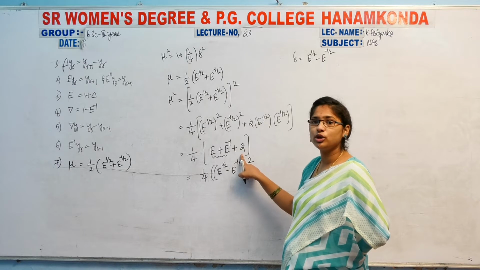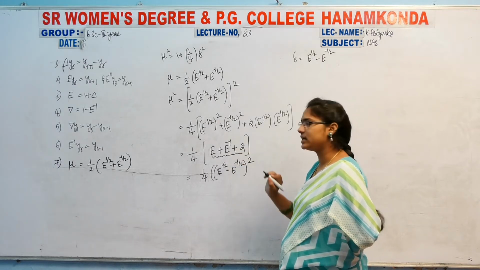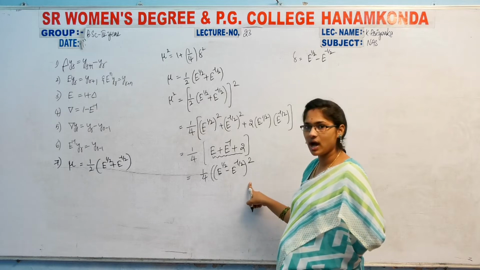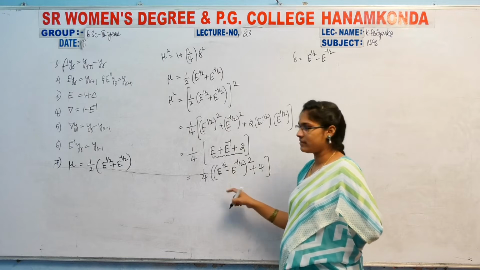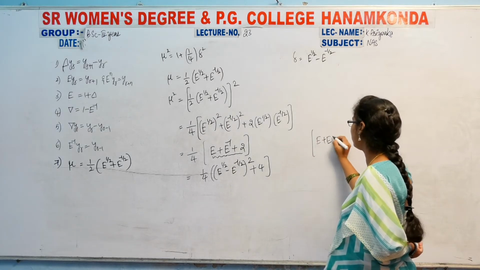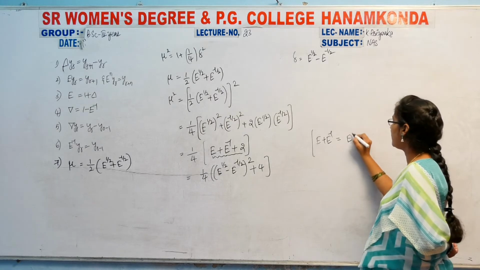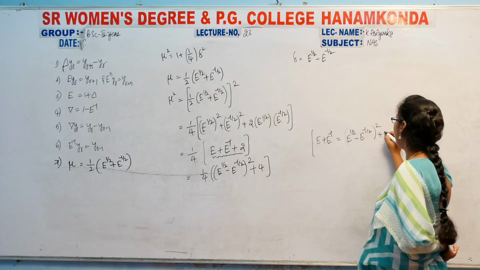But here what do we have? Only plus 2. So simply what I am doing is writing this entire value in terms of gamma. So then here we will get plus 4. Listen now, why I am writing it like this: e plus e inverse is equal to (e power 1 by 2 minus e power minus 1 by 2) whole square plus 4.